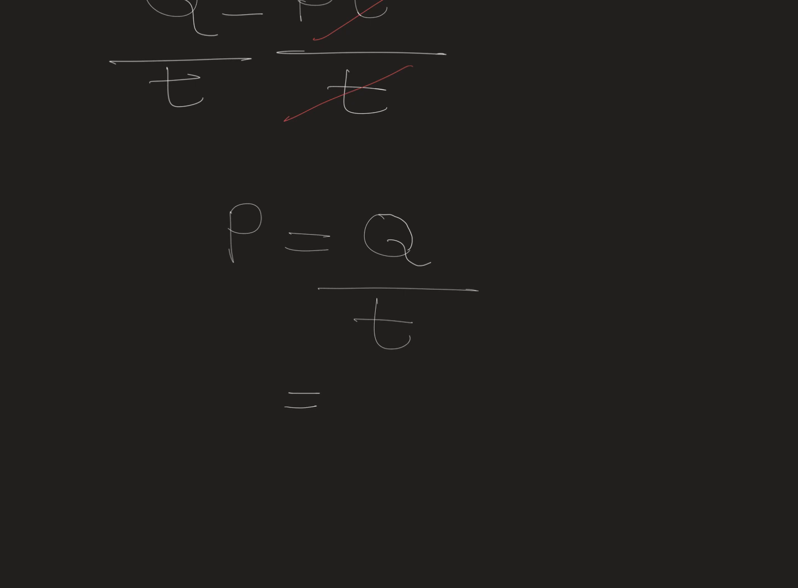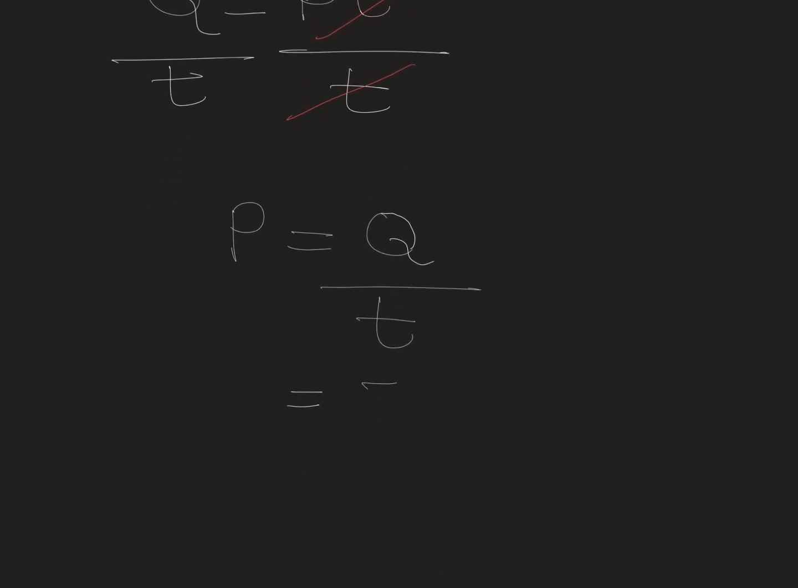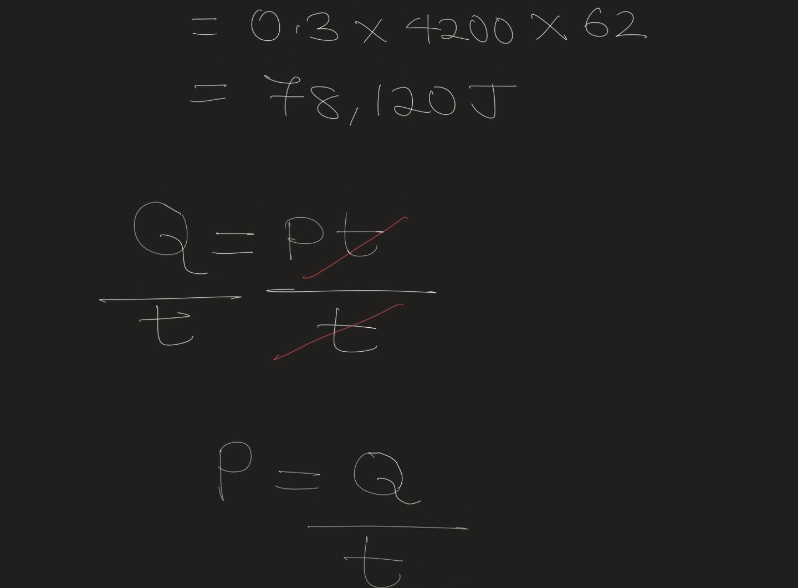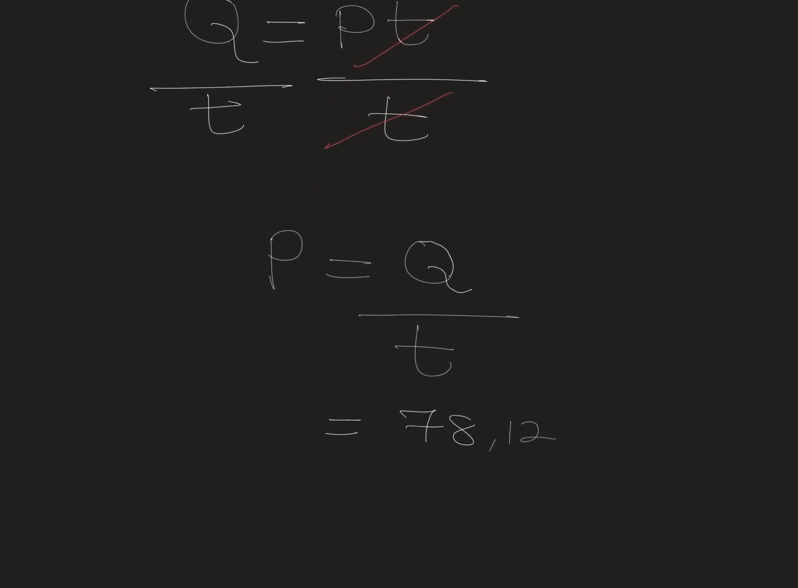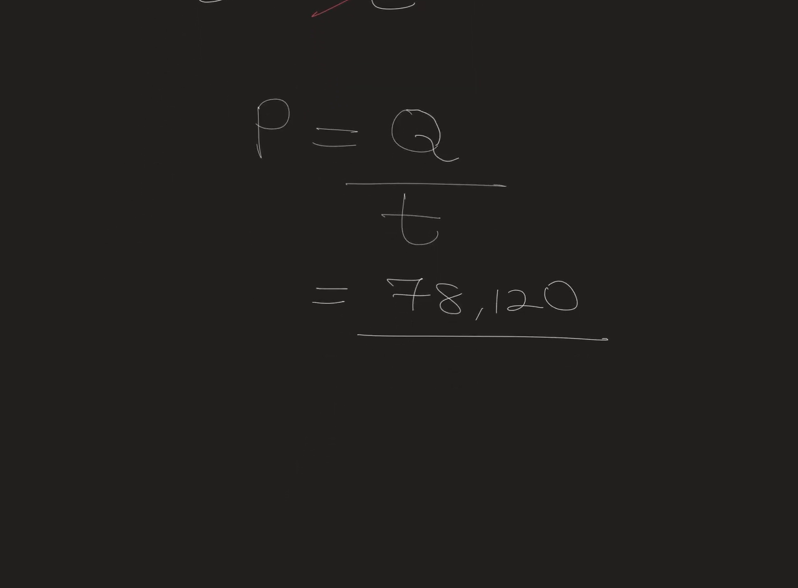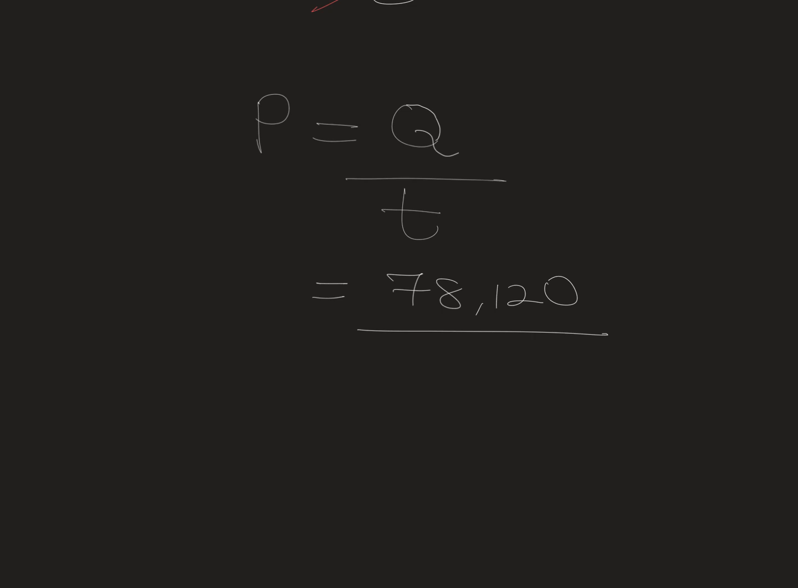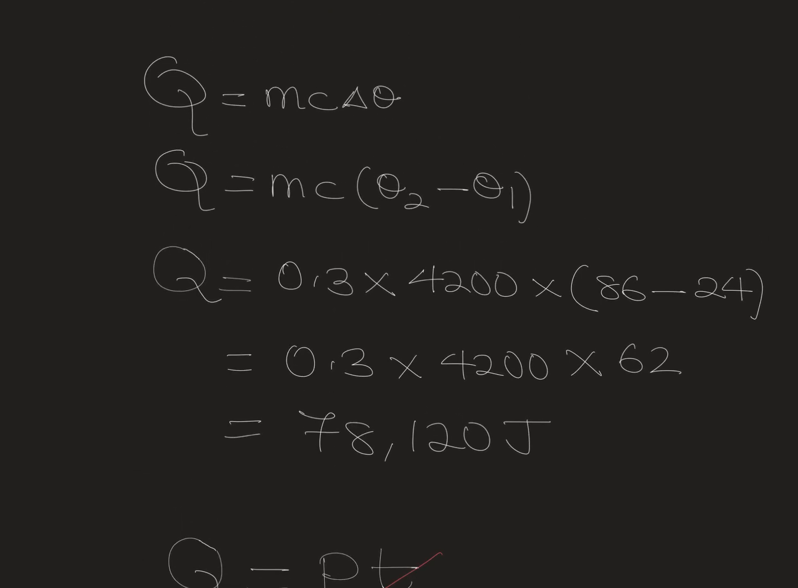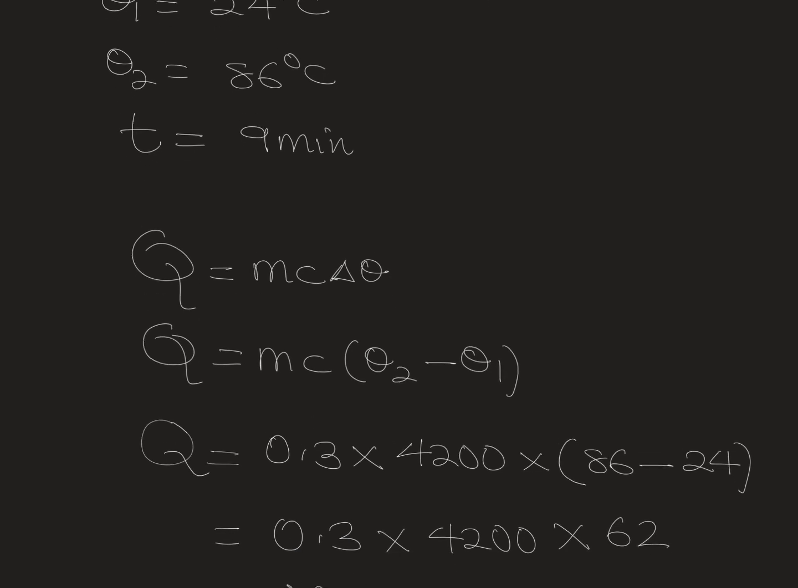Okay, this time it wants the time to be in minute. So what is the quantity of heat? It is 78,120 joules divided by the time is in minutes. Usually, if you are dealing with the SI unit, you have to convert the time to seconds. But since the question wants you to leave your answer in minutes, you just have to leave it like that. The time in the question is 9 minutes, so there is no need to convert it to seconds.